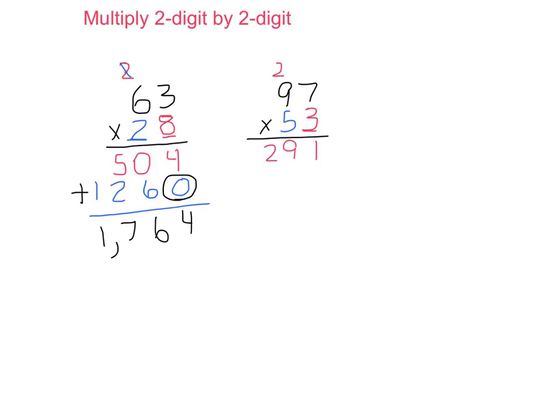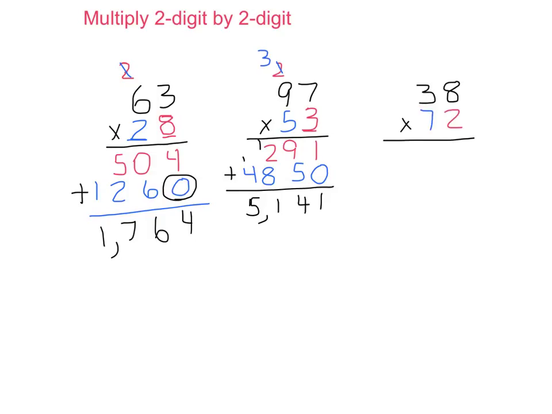In the next row, I'm going to skip my ones because I'm multiplying by 5 tens. I'm going to cross out the 2 I carried so I don't use it again. 7 times 5 is 35. Write down my 5 and carry my 3. 9 times 5 is 45, plus 3 is 48. Add those two together to get 5,141. Pause the video while you try 38 times 72.